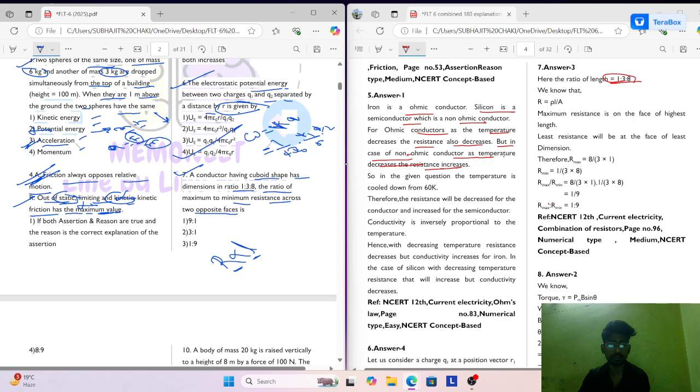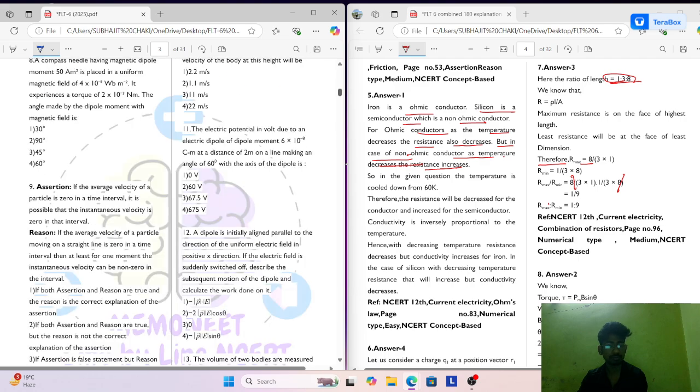So the maximum resistance will be at this face, and the minimum resistance will be at this face, right? So R max will be equal to 8 divided by 3 into 1 into 1 into 3 by 8. Therefore if we cut all of this, what we will get is 1 by 9, so the ratio of the resistance will be 1 is to 9.